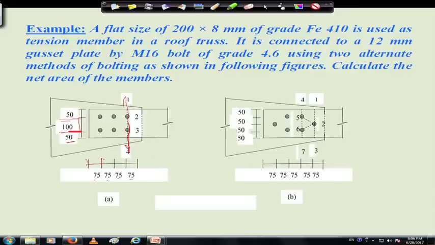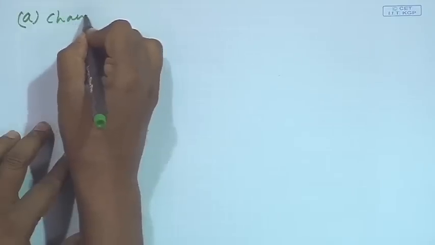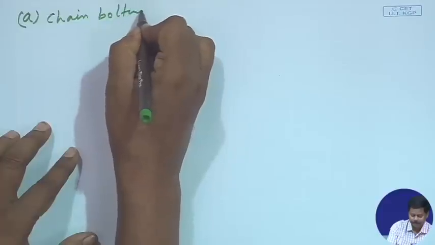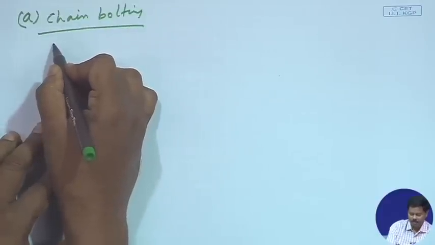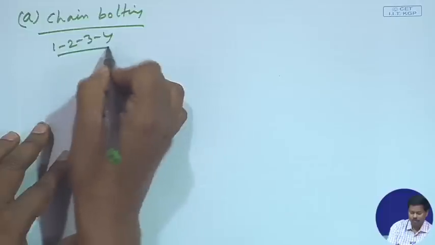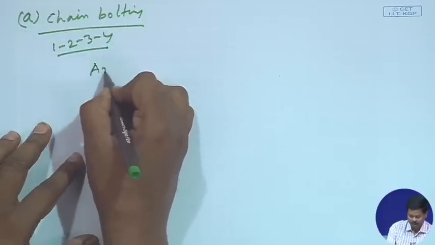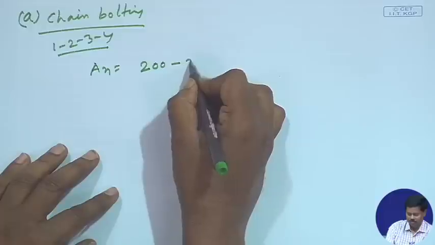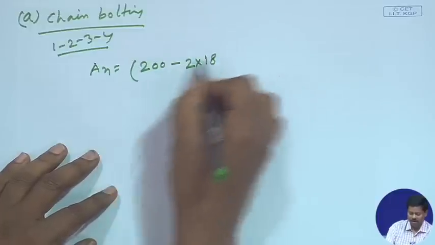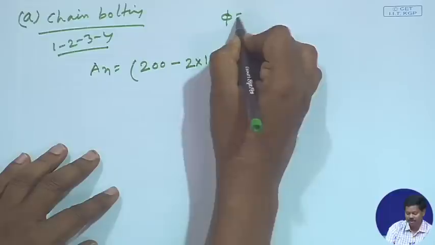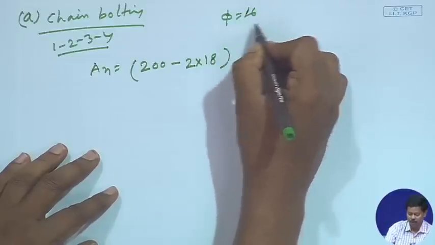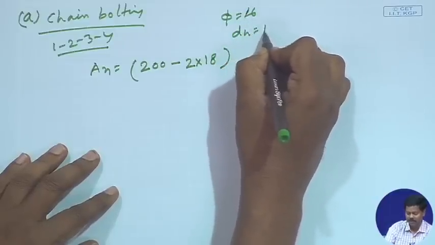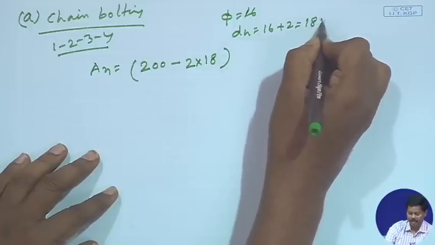So, we have to calculate the net area along this line. So, for chain bolting we can find out the net area along line 1, 2, 3, 4. That will be simply A n is equal to 200 minus 2 into 18. Here nominal diameter of the bolt is 16. So, bolt hole d H will become 16 plus 2, that is 18 mm, right.